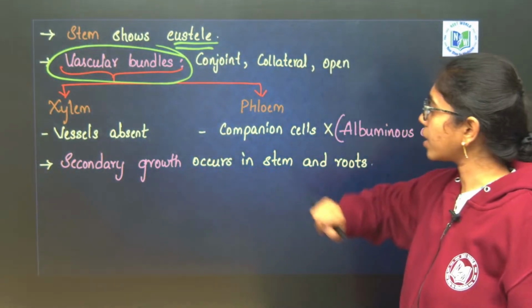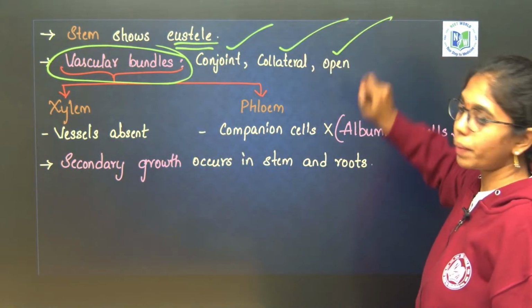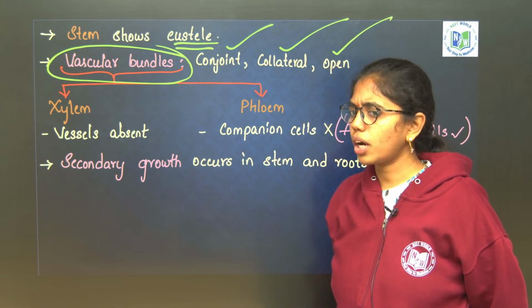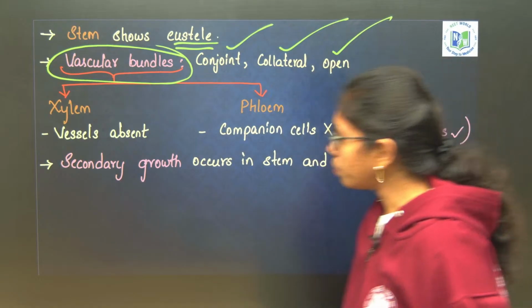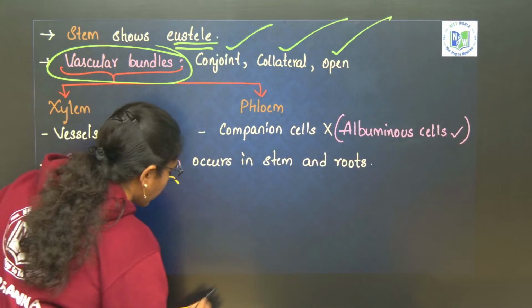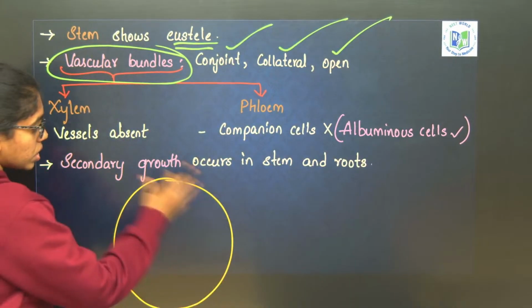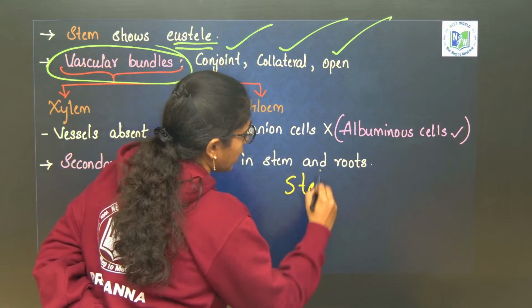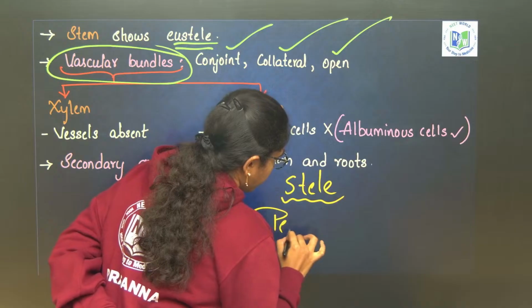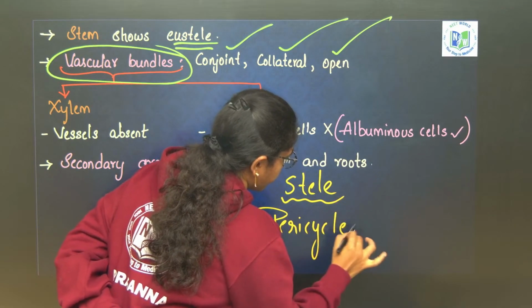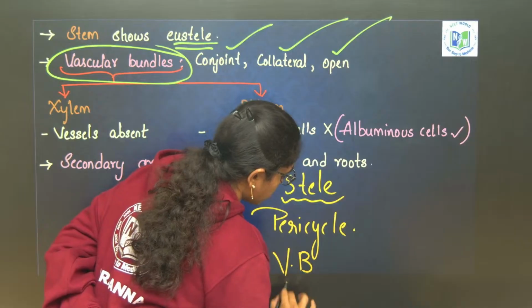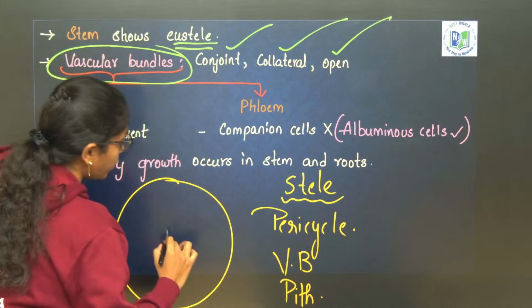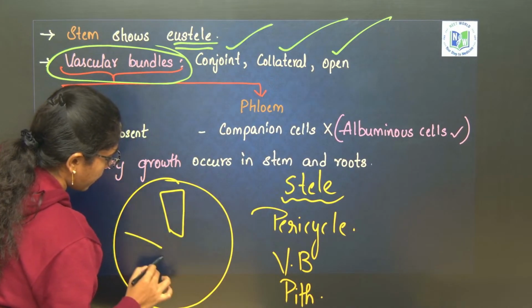Next is vascular bundles. Vascular bundles are of what type, beta? Conjoint, collateral and open type. Tell me what is conjoint type of vascular bundle? We have discussed in anatomy. I think not yet started for you, no? Conjoint means nothing but, see, in a stele, what do you consider a stele as? Stele includes a pericycle, vascular bundles and pith. So, this is the pericycle. In that you have vascular bundles like this.